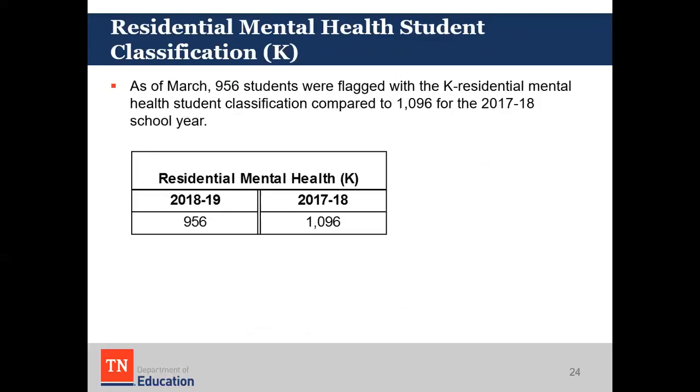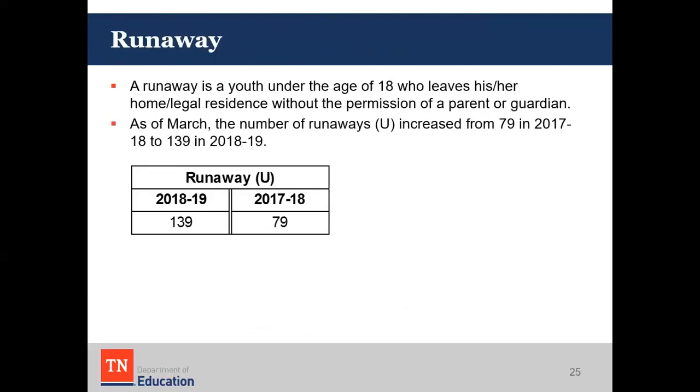Residential mental health classification K. As of March, 956 students were flagged with the K residential mental health student classification, compared to 1,096 for the 2017-18 school year. Runaway. A runaway is a youth under the age of 18 who leaves his or her home or residence without the permission of a parent or guardian. As of March, the number of runaways, students coded with the U student classification, increased from 79 in 2017-18 to 139 in 2018-19.